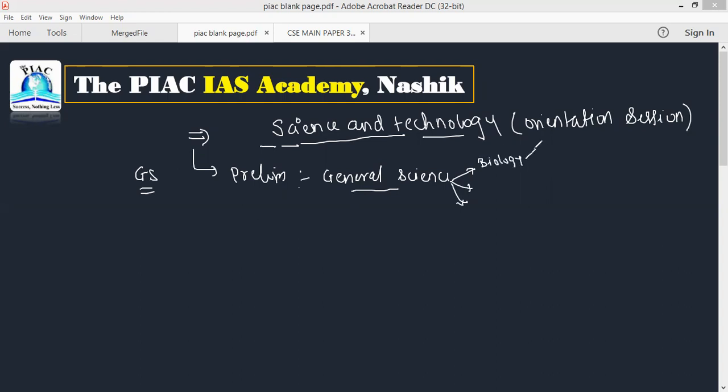Biology can be further divided into zoology and botany. Second is physics, and the third one is the chemistry part, which is very rarely asked from the prelims point of view. These are two important highlighters. Out of this, biology is the most important component. So this is general science, and this is your prelims syllabus.